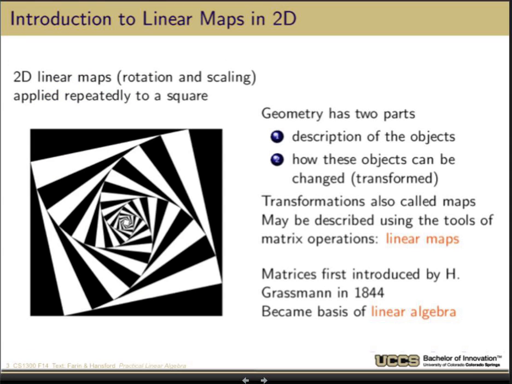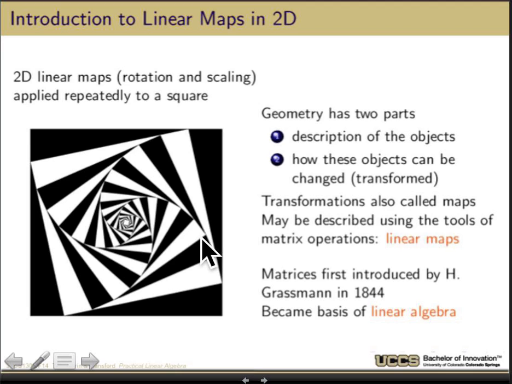So we're looking at linear maps. In 2D, which is where we're going to start, linear maps are things like rotation and scaling. If we apply it to a square, the outer black square here, I might rotate it and scale it a little bit, and then I get the white square. And then I can rotate it and scale it again and get the next black square, and rotate it and scale it, get the next white square, and so on.